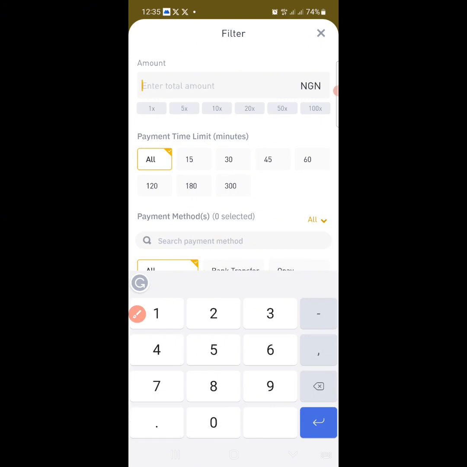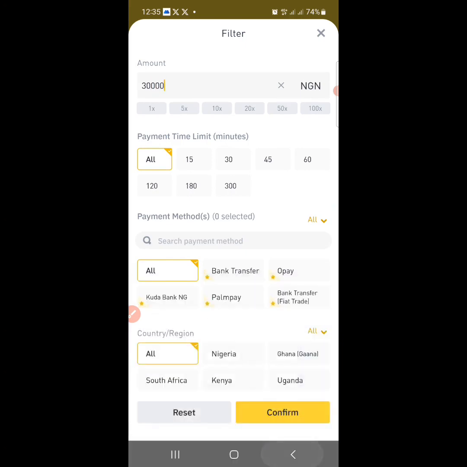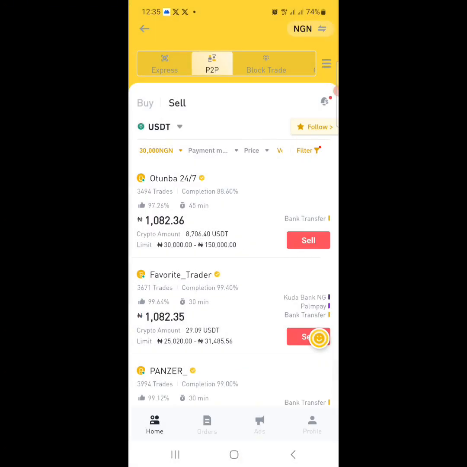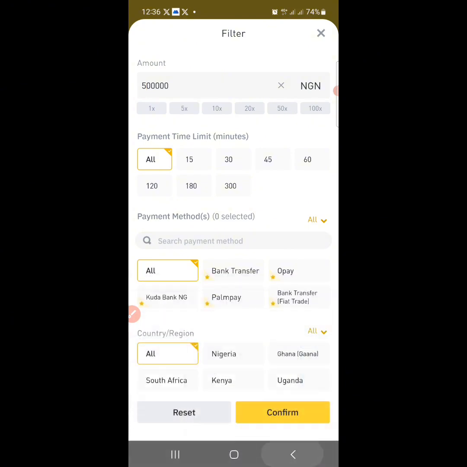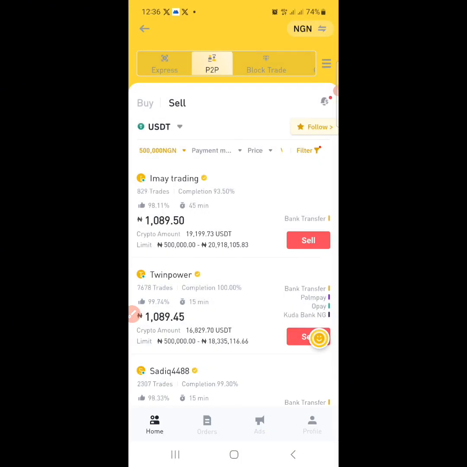Let's say I want to go with a much higher amount. So let's say I'm going with this amount. That's 30,000 naira. I'll click on this confirm button. So you'll be seeing the rate. The rate is increasing as the amount is increasing. Let's say I'm transacting with 500,000 naira. So you see, I'll just click on this confirm button. Then you see the rate also. Okay, upon this transaction, I'll be making a profit of 30 naira.